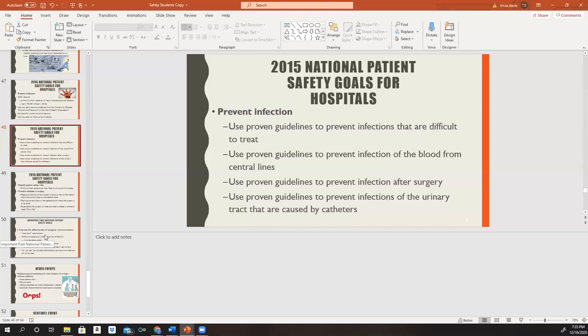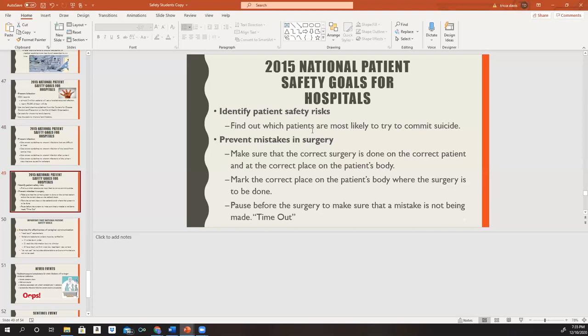Identify patient safety risks. Find out what patients are most likely to commit suicide. So if a patient tells you, that is one of the things that I have to answer in my database. There's a long list of kind of uncomfortable questions. Have you been abused or threatened by anyone close to you? I know them all because I've been saying them for years.